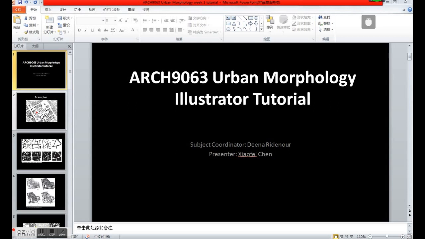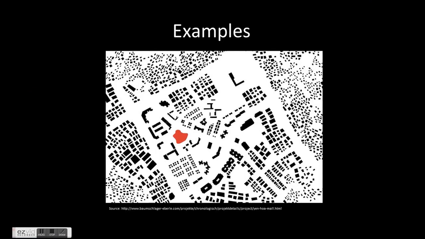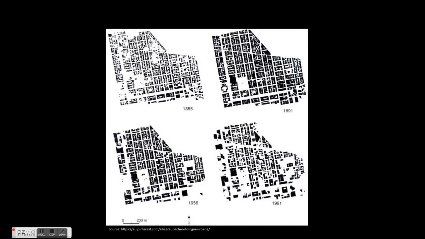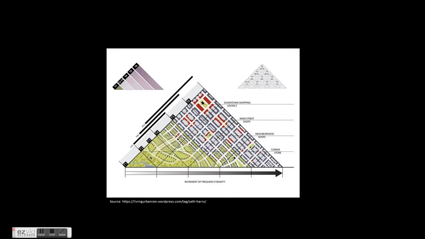I'll introduce you to how to use Illustrator to draw things for this subject. I'm just going to show a few examples of what you can produce with the software, and you can see through those images, especially this one that describes the morphology of a city through different times, which is very similar to your assignment 1.